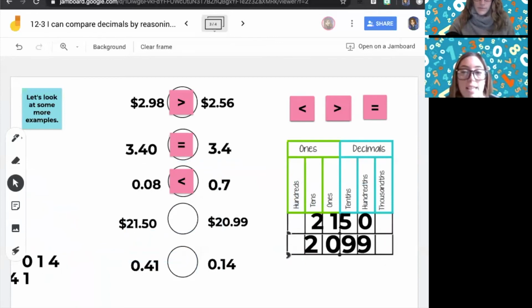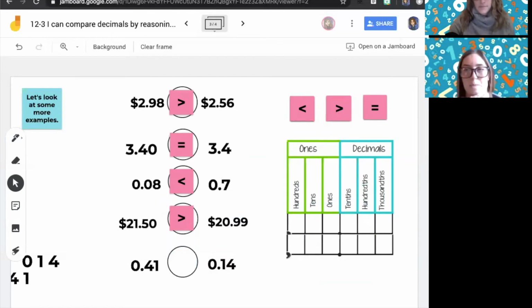So starting in the tens place this time, which is the greatest place value, they're equal. Then I move to the ones place and I notice that there's a 1 and a 0. Well, 1 is greater than 0. So $21.50 is greater than $20.99. That one was a little tricky because the 99 seemed like a greater amount. Yeah, but if you follow the rules of place value and comparing, and if you start with the greatest place value, you wouldn't even get to the 99 to compare.